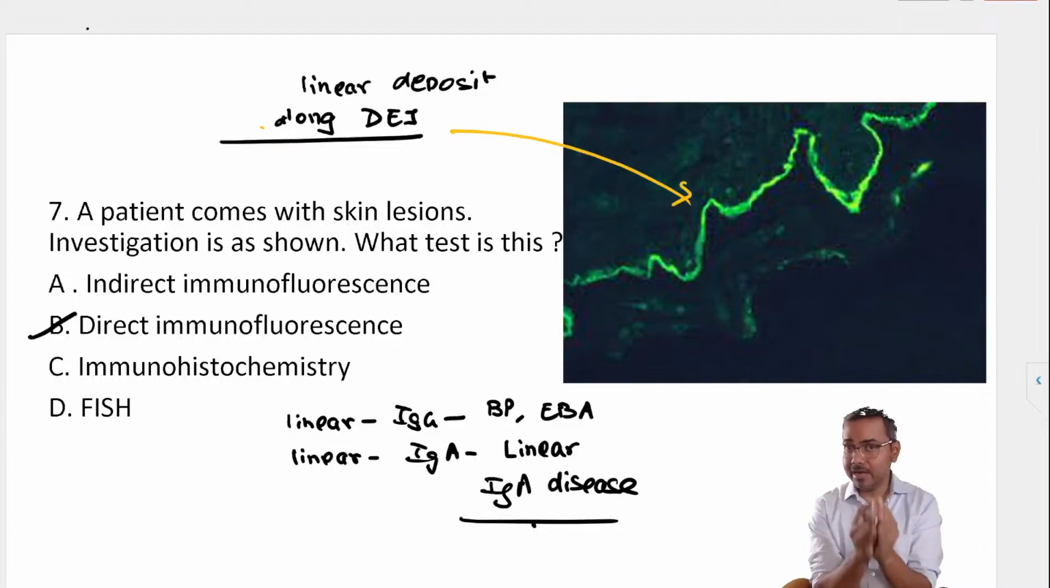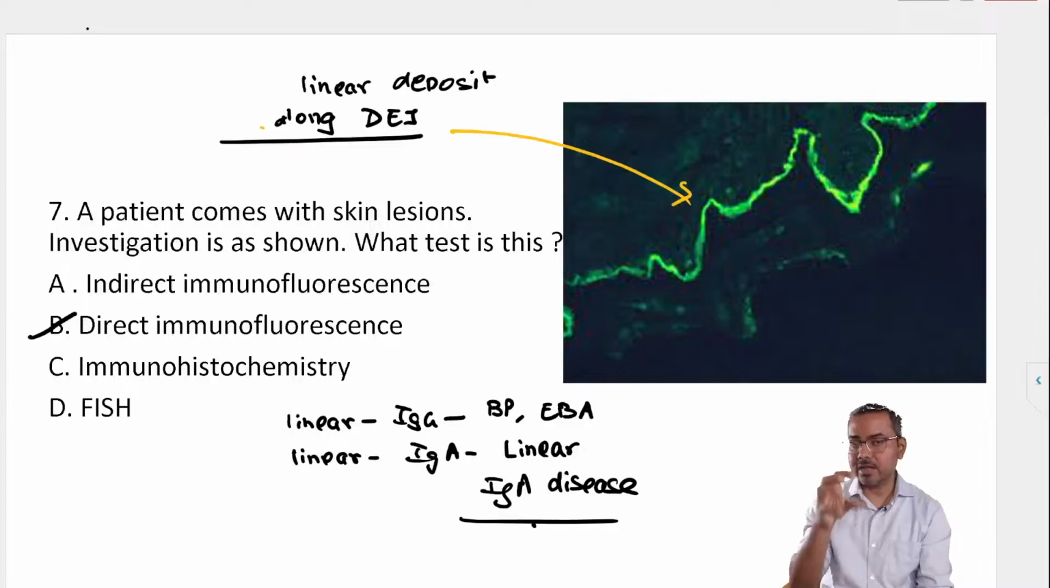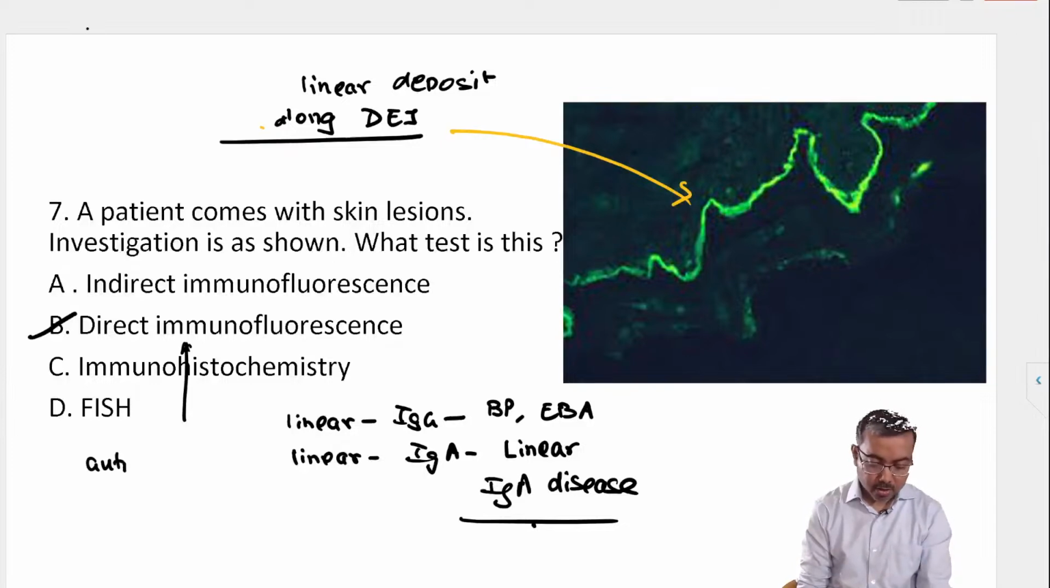In indirect immunofluorescence, you pick up antibodies in the blood. Okay, the circulating antibodies in the blood, that's what you pick up. Here that's not the case. You want to pick up the bound antibodies, and the fluorescent dye is put, and the green color then comes, and that's a DIF antibody test that we get. This is only a test for autoimmune blistering disorders.